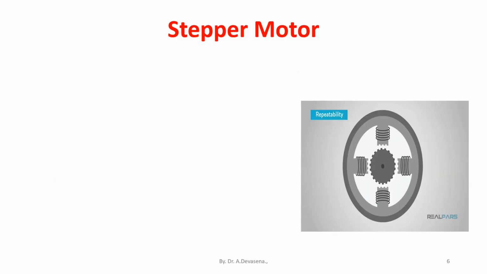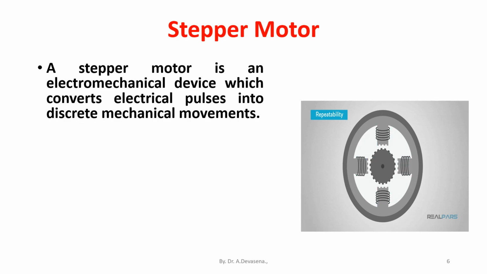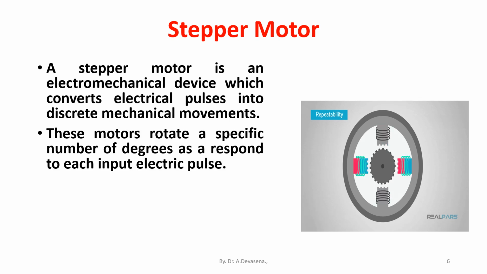Let us start discussing the stepper motor and its types. A stepper motor is an electromechanical device which converts electrical pulses into discrete mechanical movements. These motors rotate a specific number of degrees in response to each input electric pulse. Typical types of stepper motors can rotate 2 degrees, 2.5 degrees, 5 degrees, 7.5 degrees and 15 degrees per input electrical pulse.